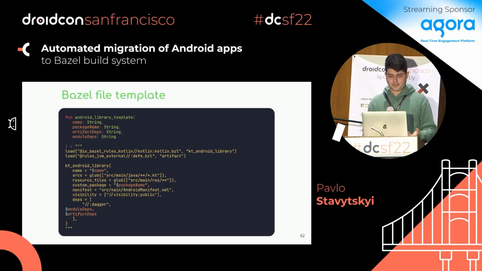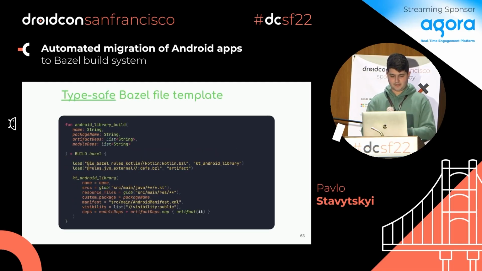So instead, what can be done? A DSL can be created in Kotlin that can mimic all the syntactic constructions and functions that Bazel has, and make this process type safe because, for example, when we specify the name of the library, that should be a string and not anything else.